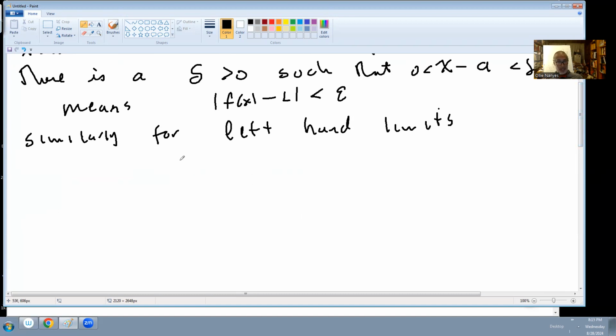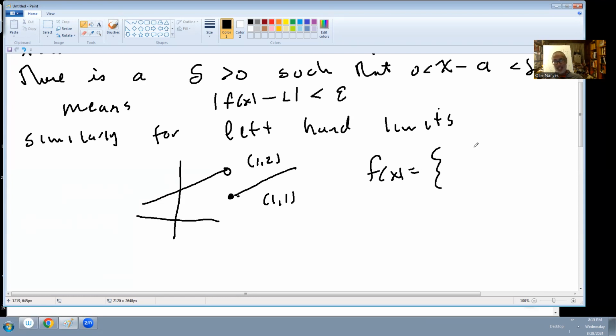Like for example, you might have a function. Let's say this comes to here. Let's say this is 1, 2, and this might be 1, 1. And you'd have a line like that. So your f of x might be something like, in this case, x plus 1 for x less than 1, and it's going to be x for x greater than or equal to 1.